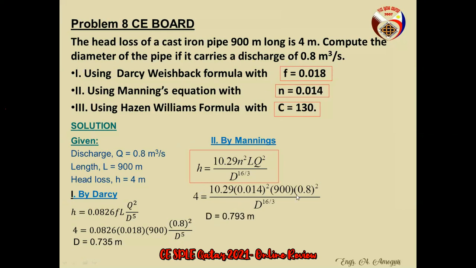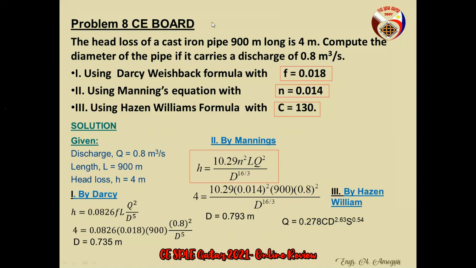Ayan, direct substitution, diameter is, magkaiba yun. Magkaiba yung sagot niya. Iba't ibang approach, iba't ibang formula, of course, expect you have different answer. Using Hazen-Williams, given C is 130, then you have Q is 0.278, C, D, 2.63.